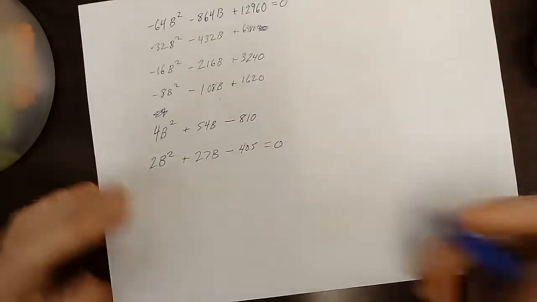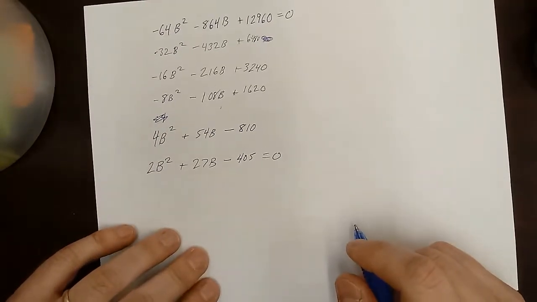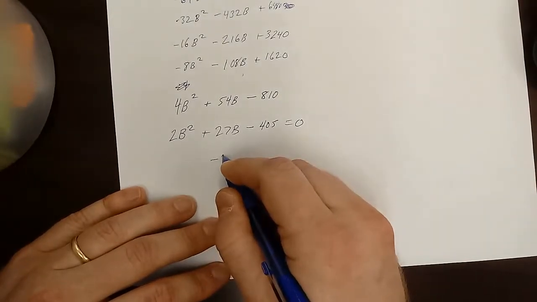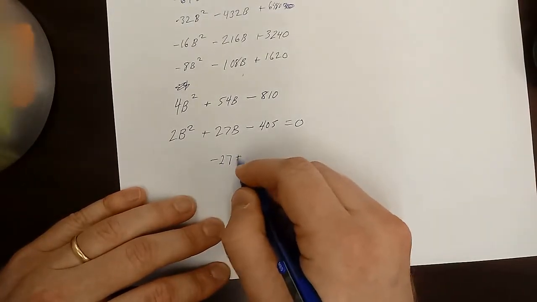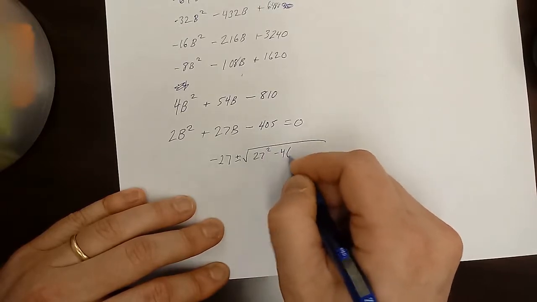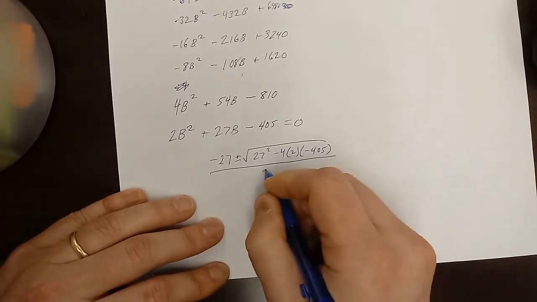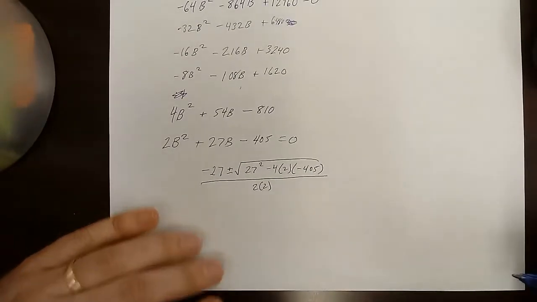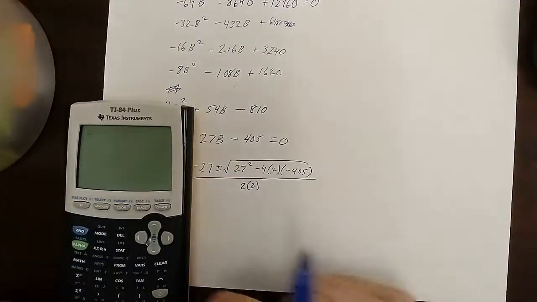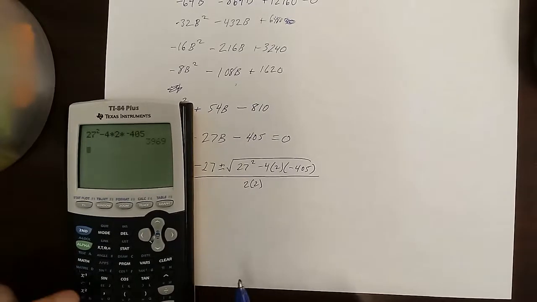You can do quadratic formula, whatever you want to do. All right, I've come this far. I'm gonna brute force my way. So quadratic formula is negative b plus or minus the square root of b squared minus 4ac all over 2a. Okay, so 27 squared minus 4 times 2 times negative 405.